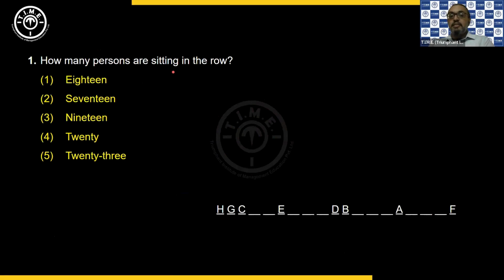Okay, now how many persons are sitting in the row? It is a direct question. See, once you get the arrangement, questions can be answered without any trouble. So we know the answer is 19. So please feel free to answer in the chat.